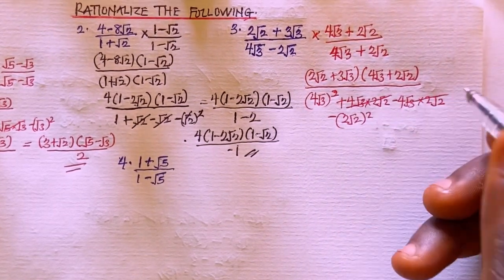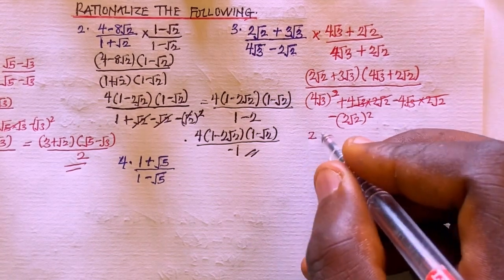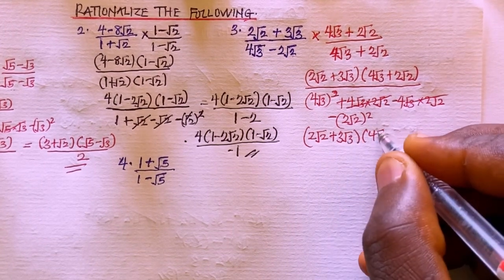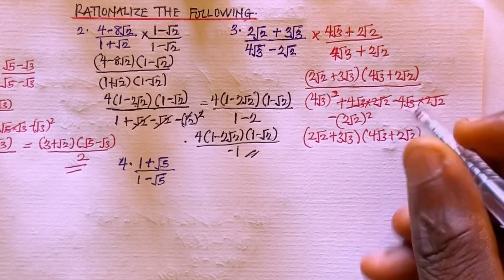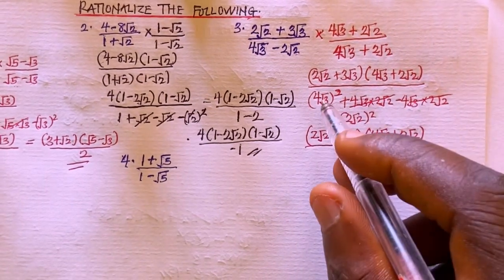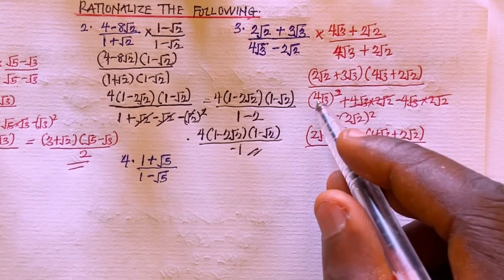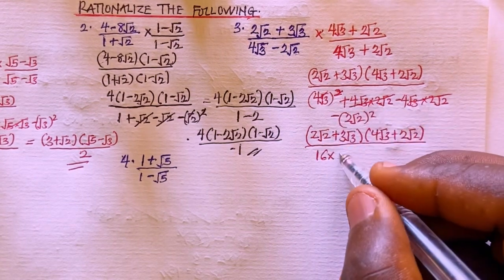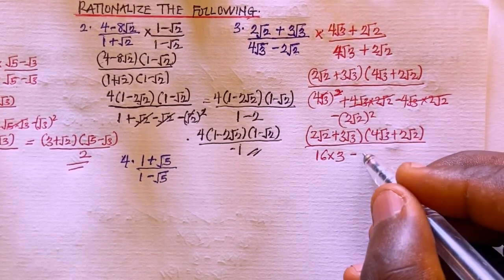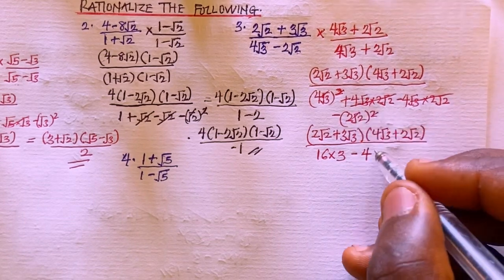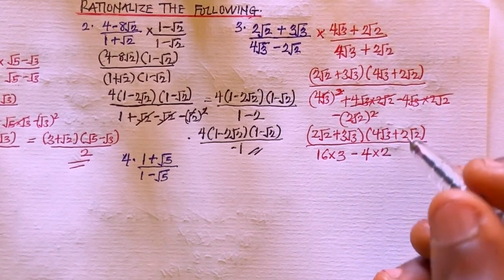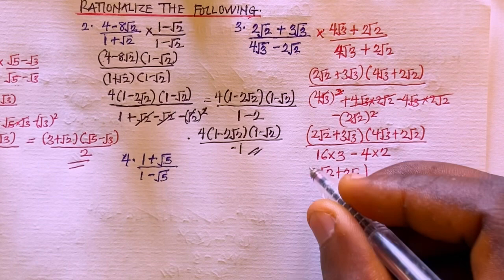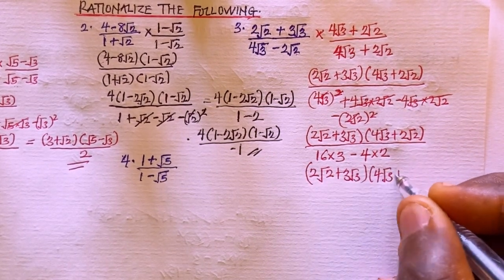So this and this will cancel each other. Then I'm going to be left with 2 root 2 plus 3 root 3 into brackets 4 root 3 plus 2 root 2, then divided by 4 root 3 all squared. 4 squared is 16, then multiplied by these two, we cancel the root of 3, I'm going to have 3, then followed by minus 2 squared which is 4, then this square will also cancel this square, I'm going to have multiplied by 2. So if I simplify this expression further, I'm going to have 2 root 2 plus 3 root 3 into brackets 4 root 3 plus 2 root 2.